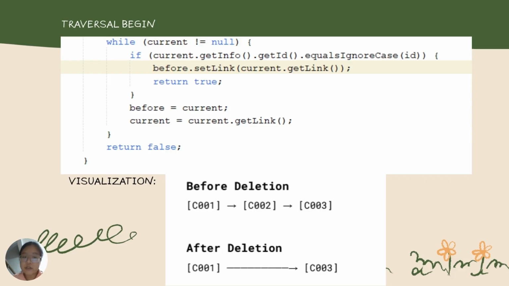Then we move to the next node if no match. If the ID doesn't match, both pointers move forward and the traversal continues. If the system reaches the end of the list without finding the ID, the deletion is considered failed. Finally, once deletion is successful, the GUI table is refreshed to reflect the updated list. And now I'll pass to the next member.